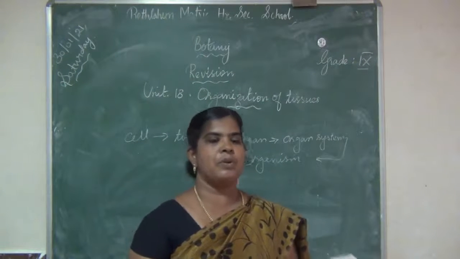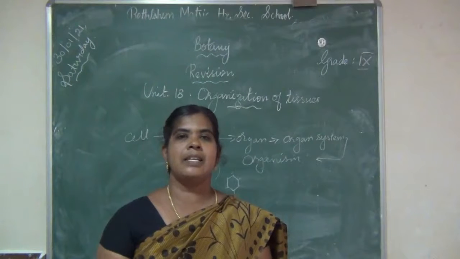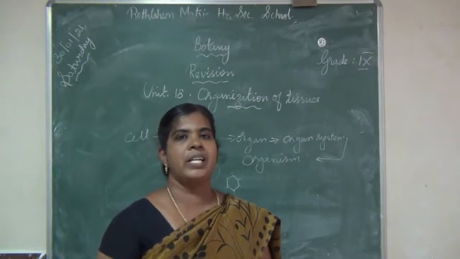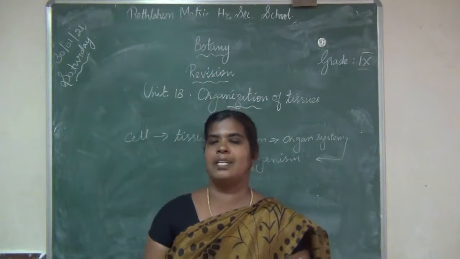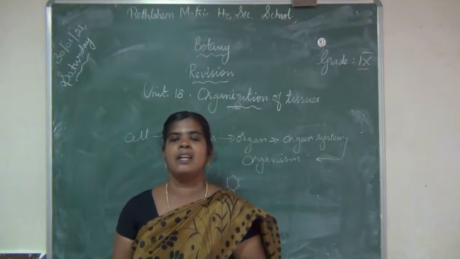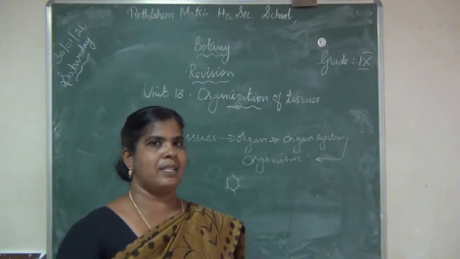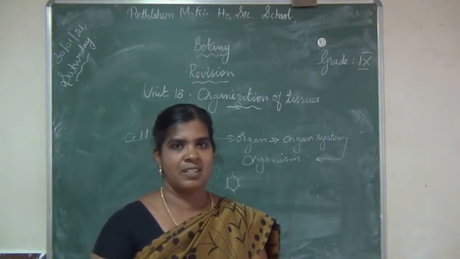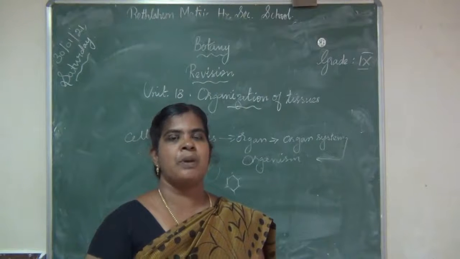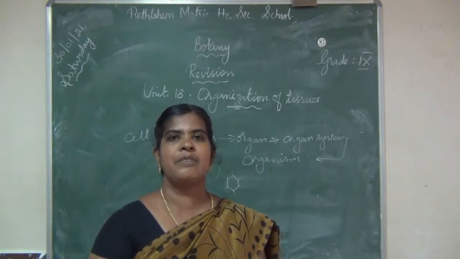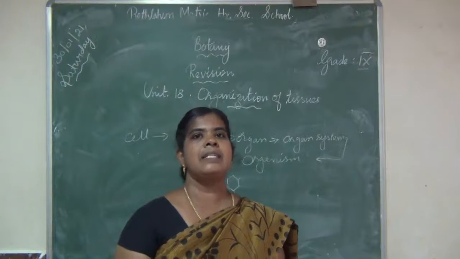These cells undergo mitotic division. The last one is they do not store food material. These are the characteristics of meristematic cells. Okay, you must learn the characteristic features of meristematic cells.